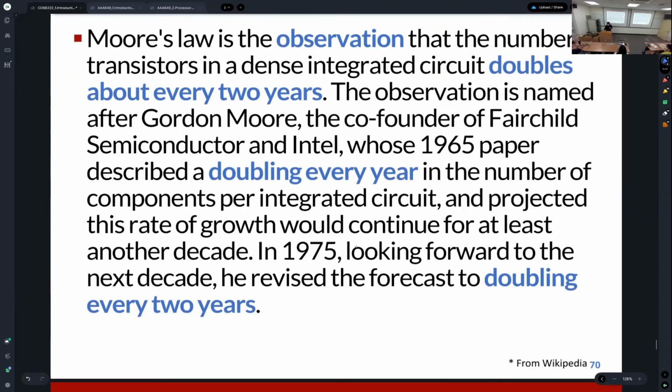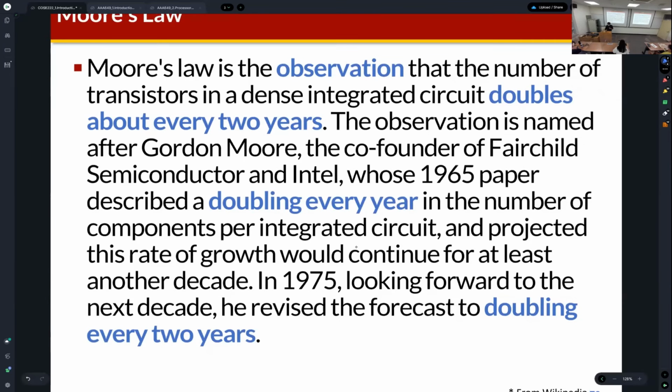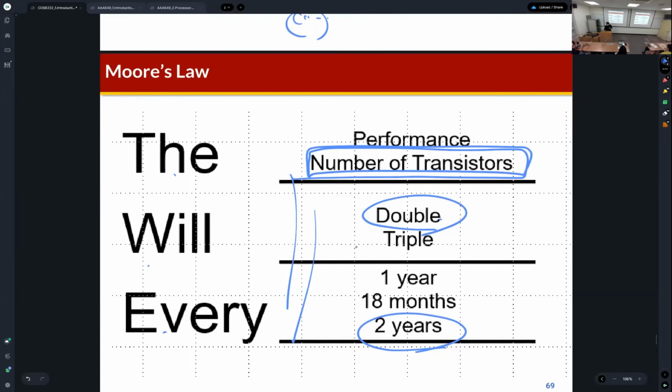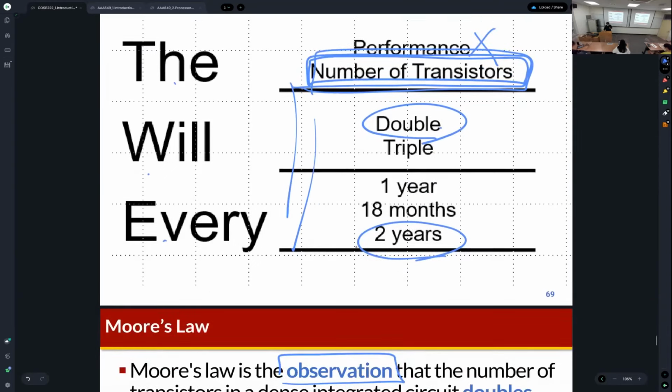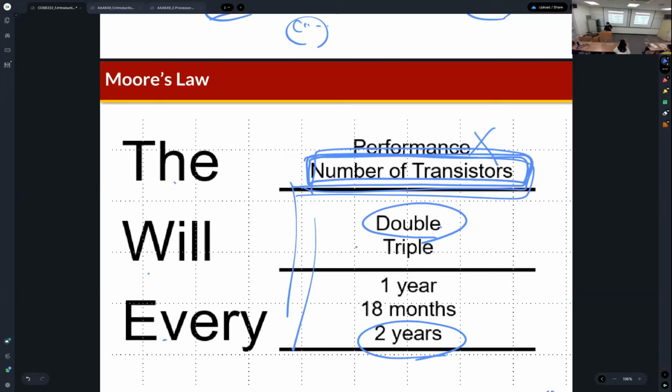Okay, so I also copied the definition of Moore's law from Wikipedia, and if you read this definition, you can find that Moore's law is just the observation. It's just a law based on the observation, and the rule focuses on the number of transistors, not performance. Okay. The performance is determined by many factors, but this number of transistors is determined by semiconductor technology level.